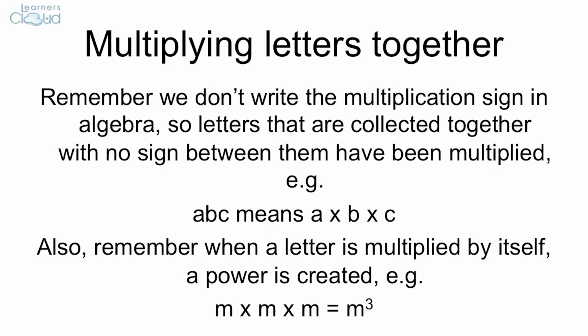Remember, we don't write the multiplication sign in algebra, so letters that are collected together with no sign between them have been multiplied. So for example, ABC means A multiplied by B multiplied by C. Also, remember, when a letter is multiplied by itself, a power is created. So for example, M times M times M gives us M cubed.